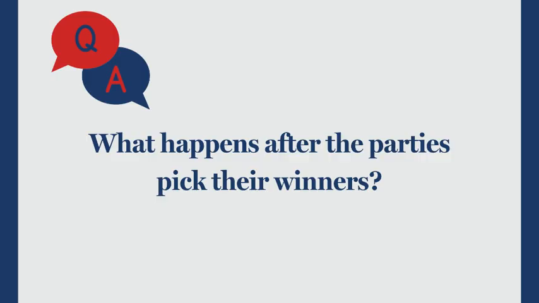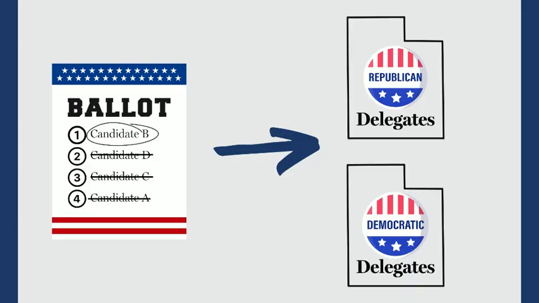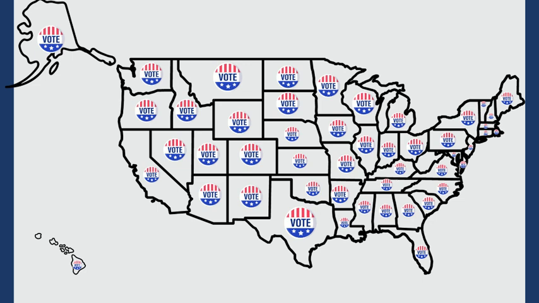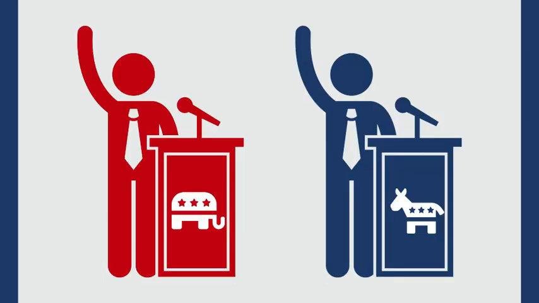Number 5, what happens after the parties pick their winners? The candidate that wins will receive the support of all of Utah's Democratic or Republican primary delegates. Republicans and Democrats across the country will hold their own state caucuses or elections, and the candidate who wins the most delegates will become the nominee for their respective parties.